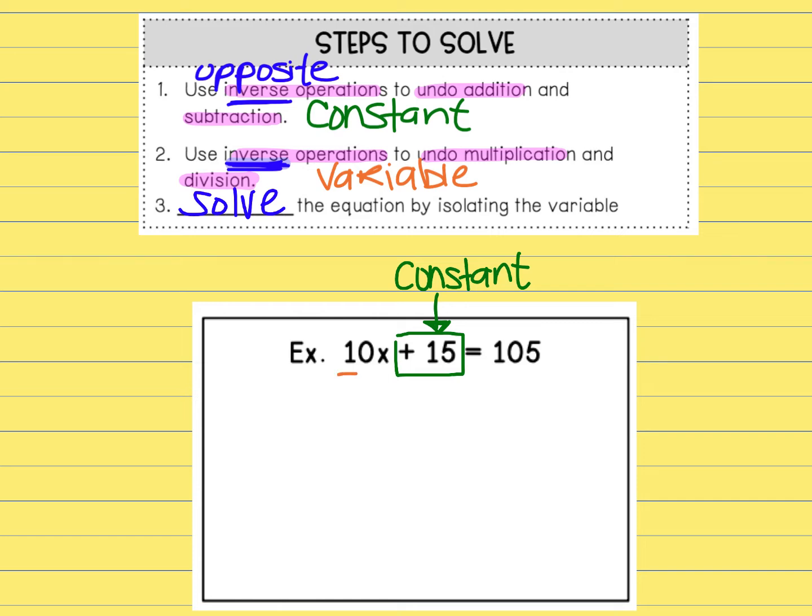Then the 10x, I'm going to make a line going a little slanted so my words don't get too close together. That is the variable. So x is the variable, and then 10 is our coefficient. So I'm also going to add that word. This was on our vocab list at the beginning of Unit 2. The coefficient goes with the number 10.